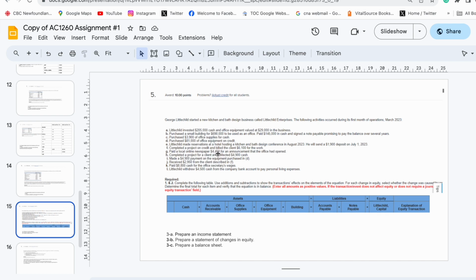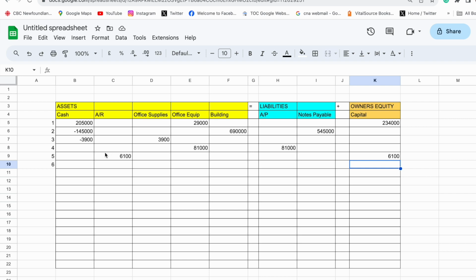Paid a local online newspaper $4,400 for an announcement that the office has opened. Okay, so paid a local newspaper. In this particular instance, cash would go down. And seeing it's going to draw money out of the business, it would negatively affect owner's equity.